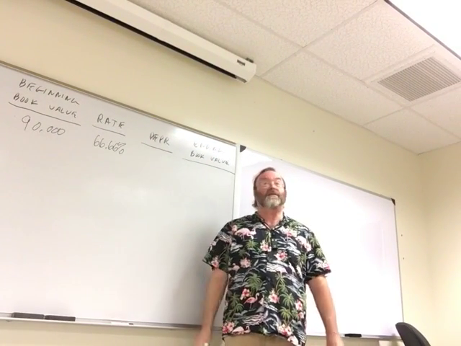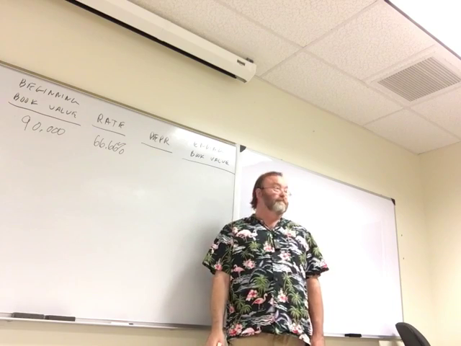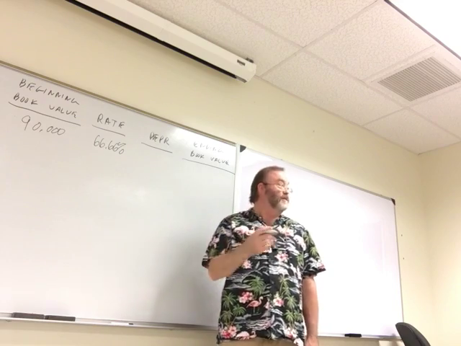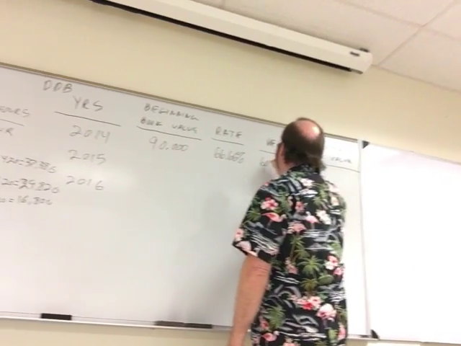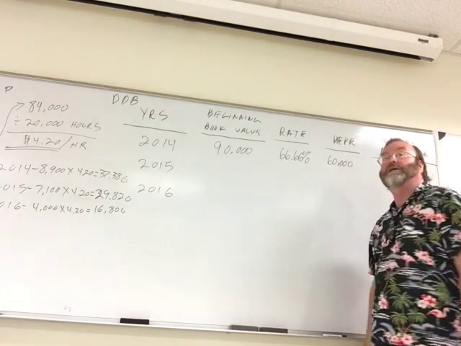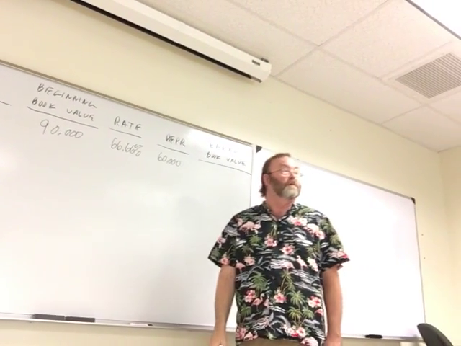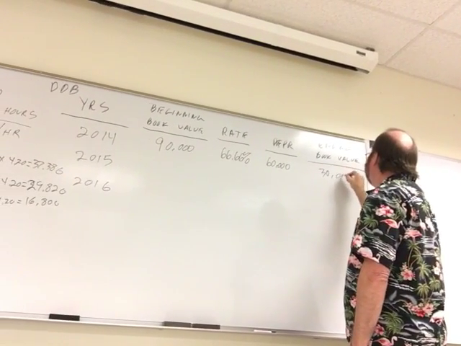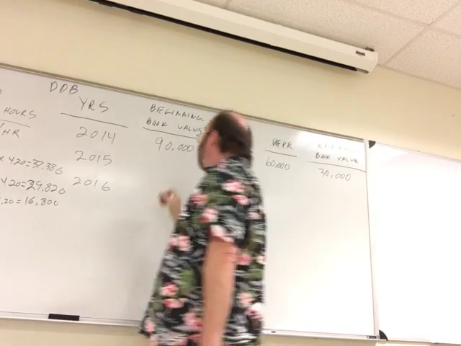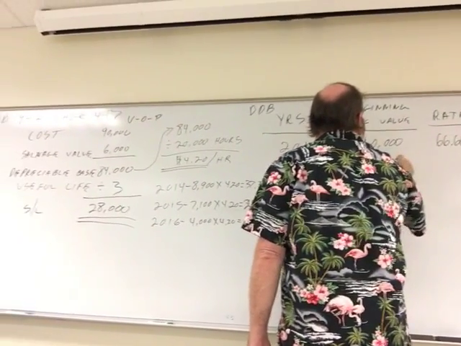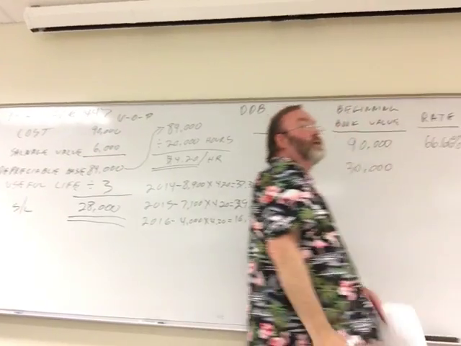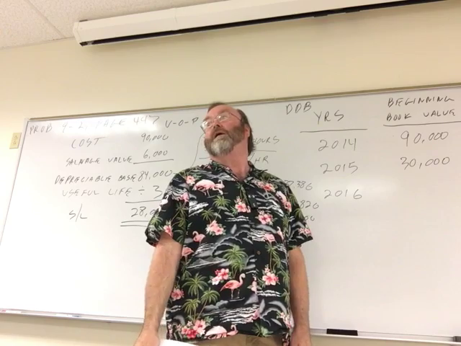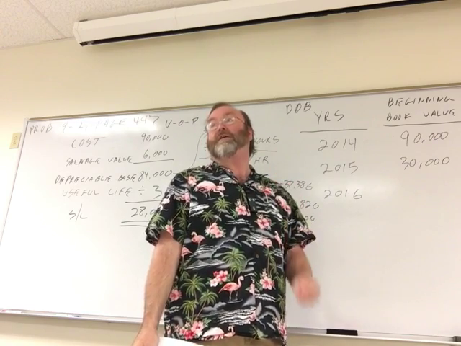What's 2/3 of 90,000? What's a third of 90,000? 30,000. 60,000 is the depreciation for the first year under double declining, leaving you with 30,000 in book value. 30,000 is the beginning book value for year 2, 2015.